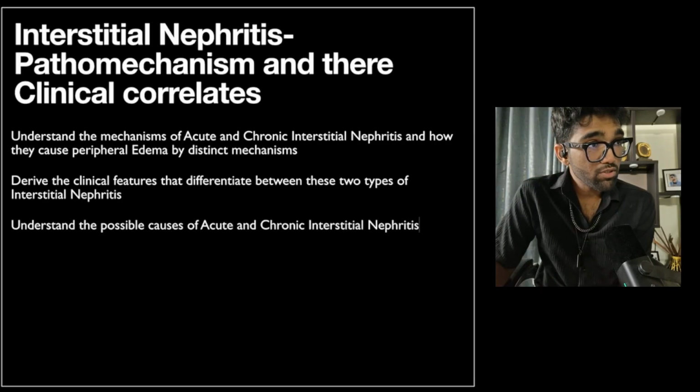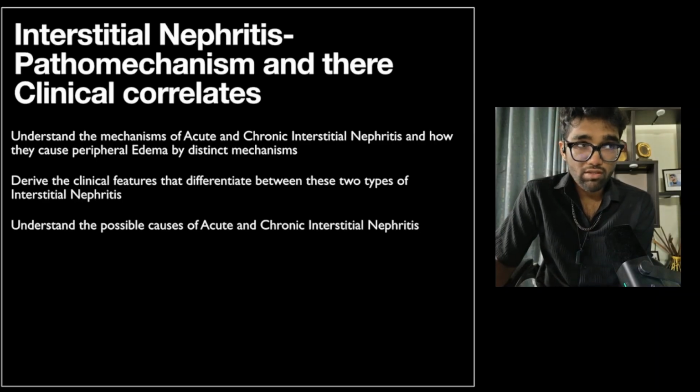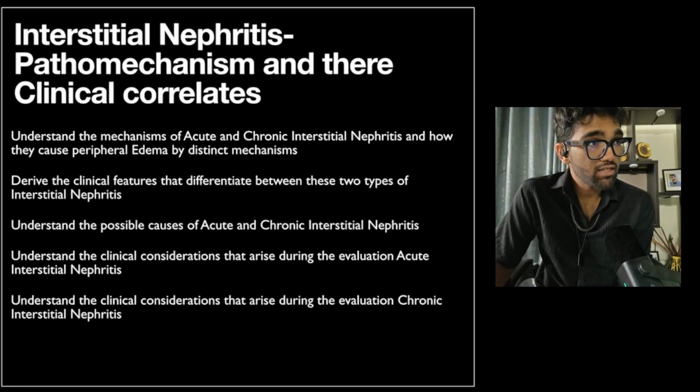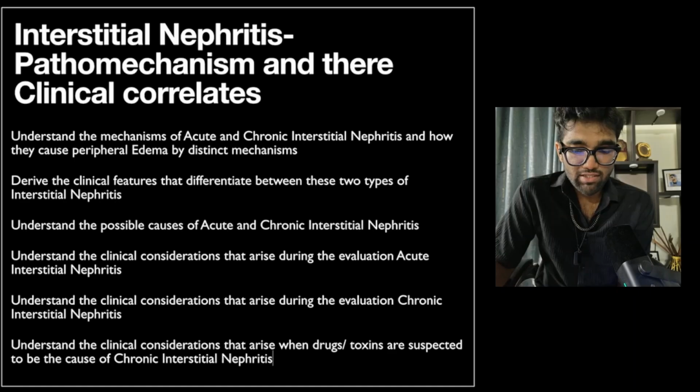Understand the possible causes of acute and chronic interstitial nephritis, specifically, talk about the etiologies that can result in the two types of pathologies. Then understand the clinical considerations that arise during the evaluation of acute interstitial nephritis. Similarly, understand the clinical considerations that arise during the evaluation of chronic interstitial nephritis. And then finally, we'll try to understand the clinical conditions that arise when drugs or toxins are considered as a cause of possible interstitial nephritis, particularly chronic interstitial nephritis.